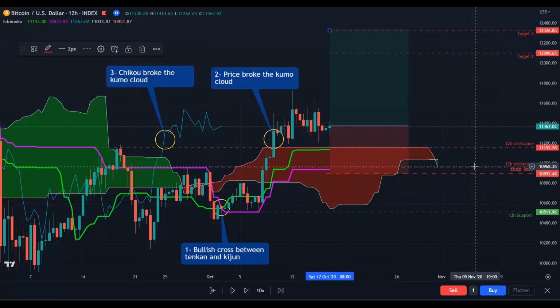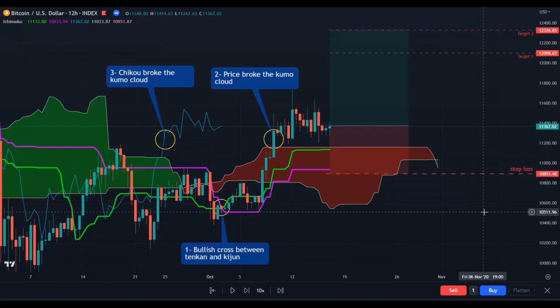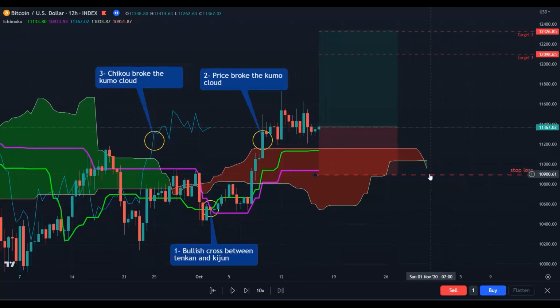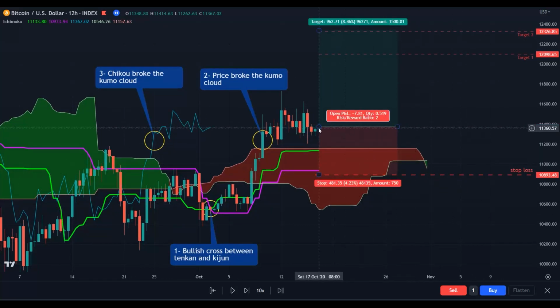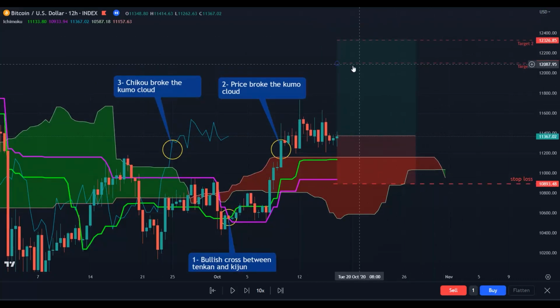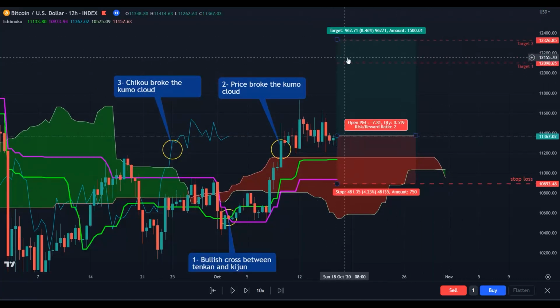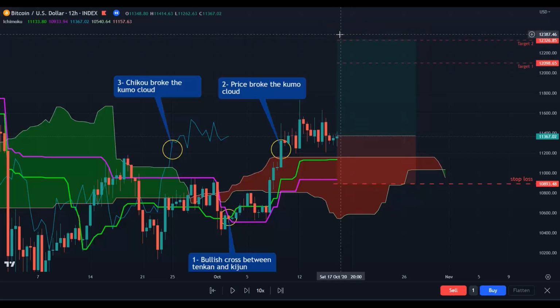Now you have your stop loss. Let me delete these levels, for better visual. Here you have your entry point, you have your stop loss, and you have your target. Okay, you have to take profit at least 80% of your position at target one, and you have to close the rest of your position at target two. Let's see what happened after that.